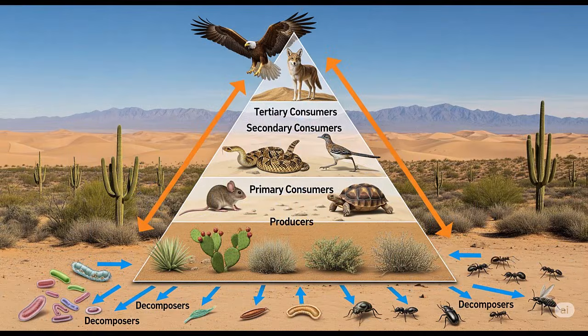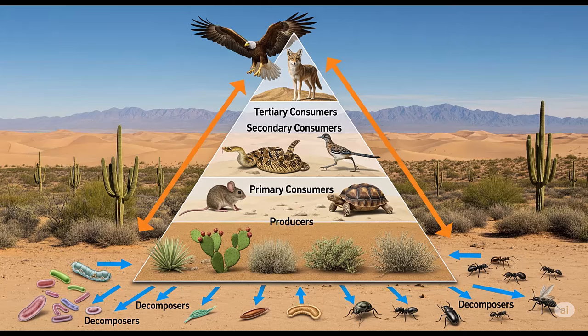Exactly. Producers are the first trophic level. Primary consumers, herbivores, are the second. Secondary consumers, carnivores eating herbivores, are the third, and so on up the chain. Okay. Now, what's this about a 90% energy loss rule? That sounds really inefficient. It does, doesn't it?